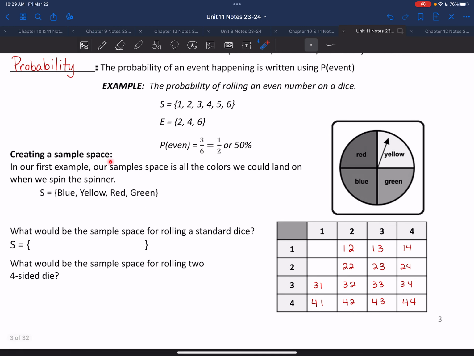Now, if you're trying to create a sample space, in our first example, our sample space is all the colors we could land on when we spin the spinner. So we've got a spinner here, and our sample space is blue, yellow, red, and green. Another example: what would be the sample space for rolling a standard die? Like we said earlier, the outcomes are 1, 2, 3, 4, 5, and 6.